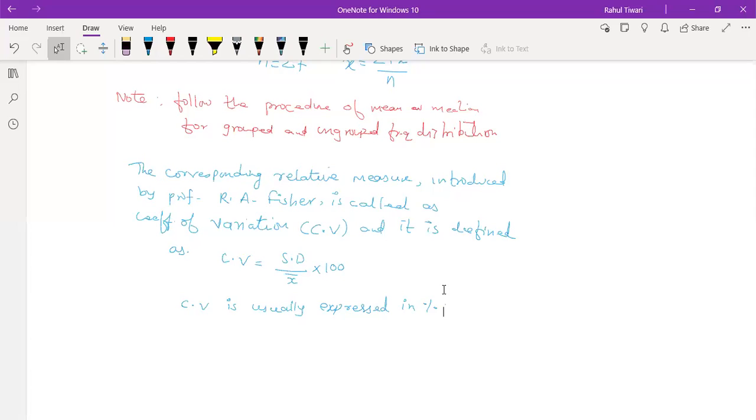Otherwise, we will get many lectures, because I think Jay sir is not going to take lectures next week as he's going out. So I will take their lectures.